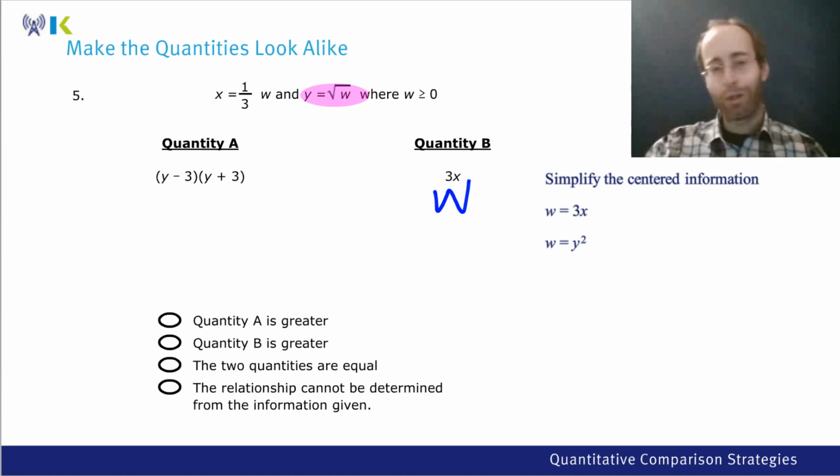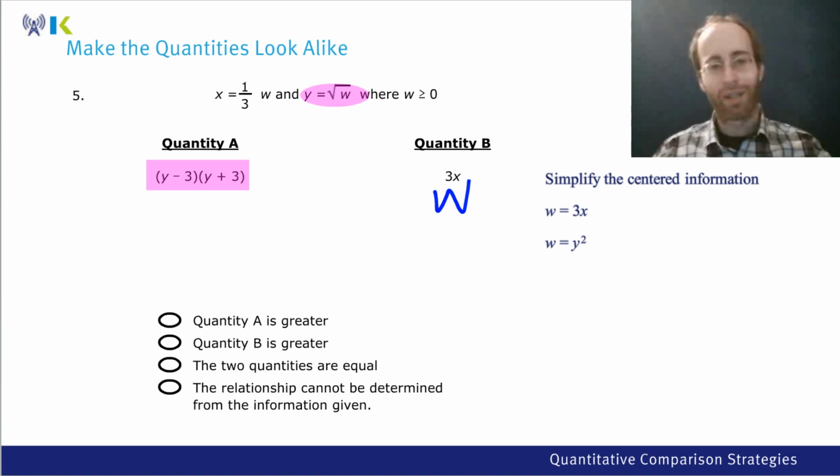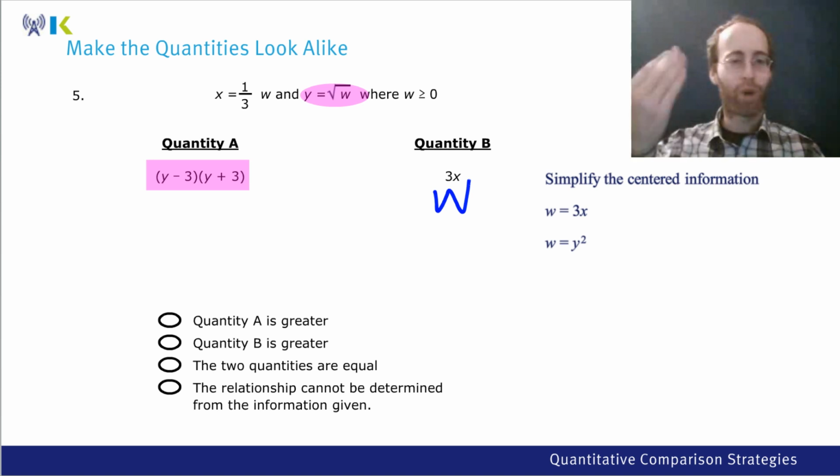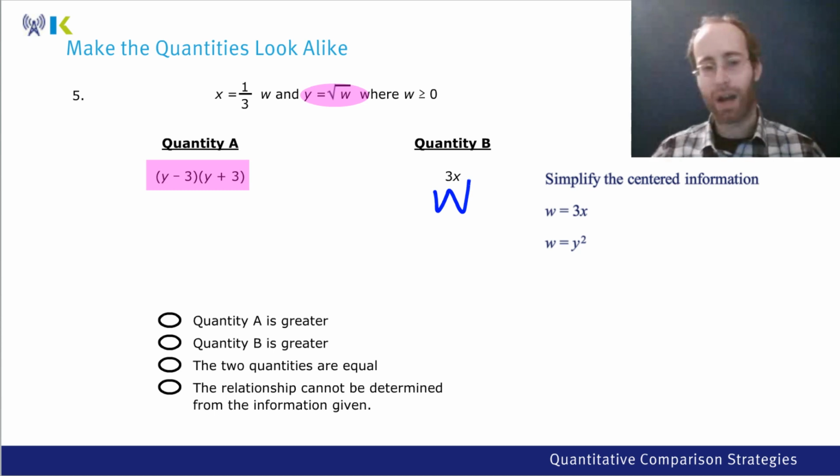Okay, but here the GRE made it a little bit more difficult. It doesn't immediately turn into something handy in quantity A, because quantity A's got this stuff going on here with the y minus 3 and the y plus 3. Now, I know there's at least a few mathematicians out there who know what this is called. Let me know in the chat, step forward, my math wizards. What do you call it when you have this sort of a pattern of y minus 3 times y plus 3?